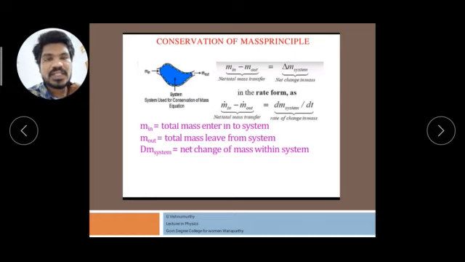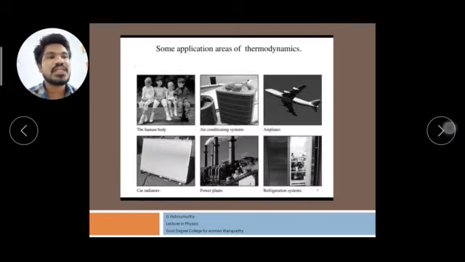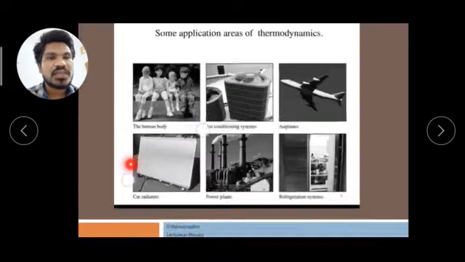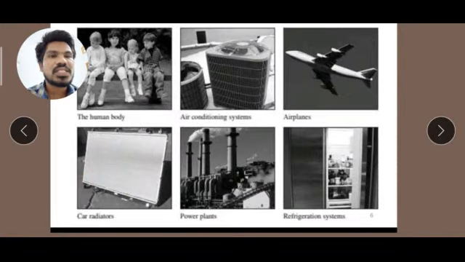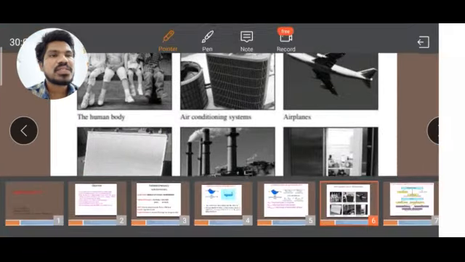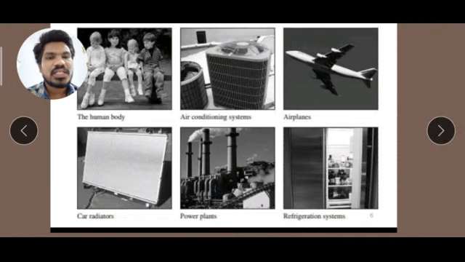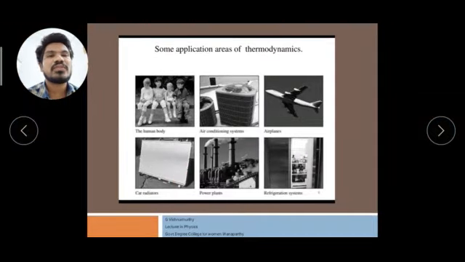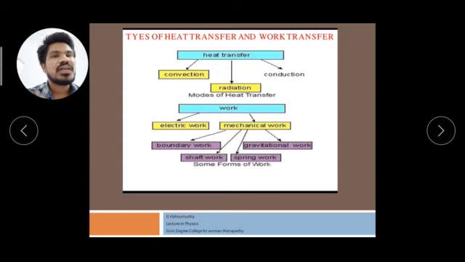The mass within the system is used for some work, and here are some application areas of thermodynamics. Here you see the human body, air conditioning systems, aeroplanes, car radiators, power plants, and refrigeration systems, which are all examples of thermodynamics. And now here you see the types of heat transfer and work transfer.